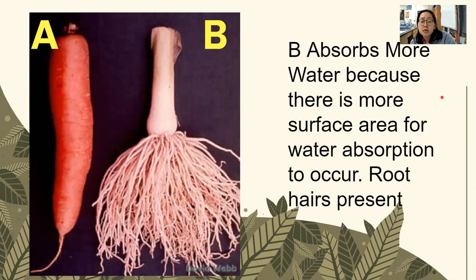The answer would probably be B. B absorbs more water because there's more surface area for water absorption to occur. There are roots and root hairs present, so they get more reach for water and more surface area to absorb the water. Example A is actually a carrot, which is a taproot, which stores sugars more than it is used for absorbing water.